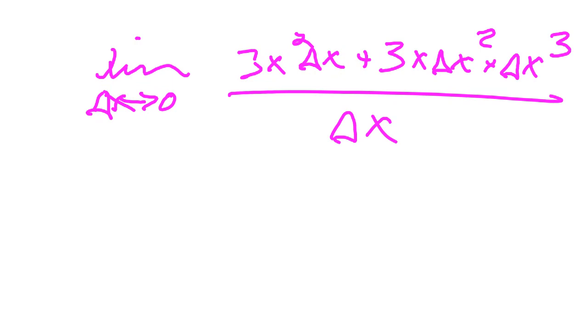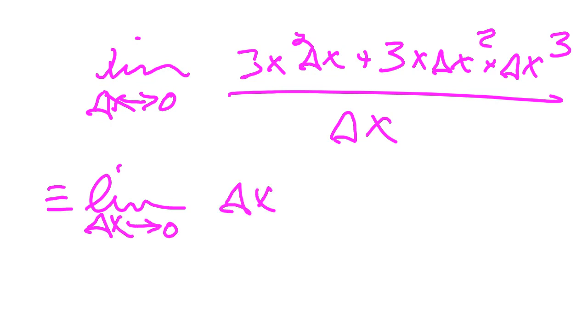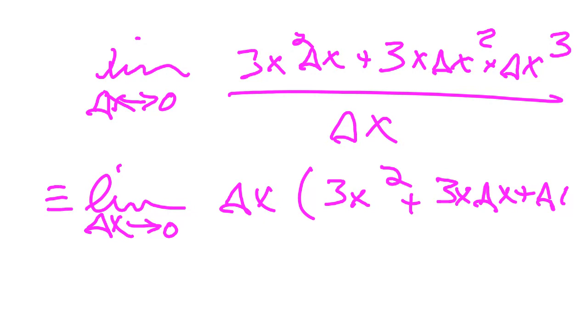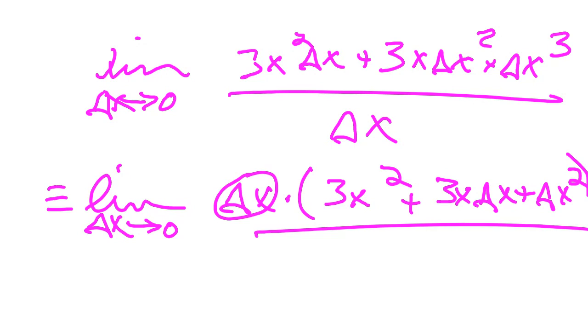So I haven't taken that limit yet, but on top I factor out a delta x, and I'm left with 3x squared plus 3x delta x plus delta x squared, because I took one out of each term and pulled it out front right here. So I factored out a delta x. Make sense? All over delta x.